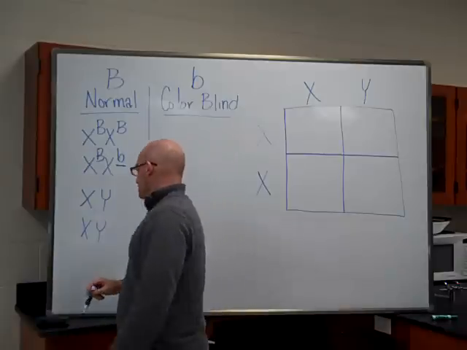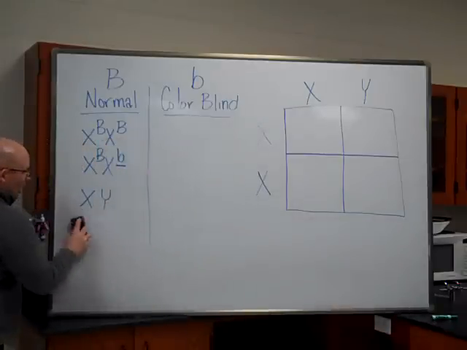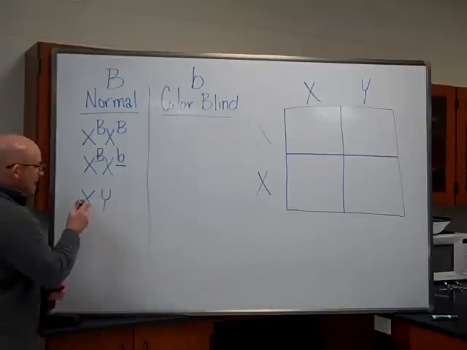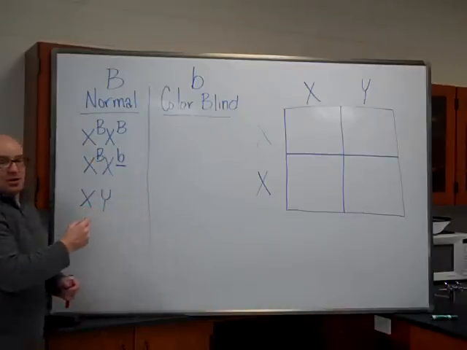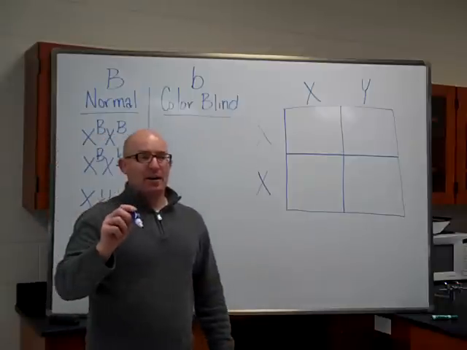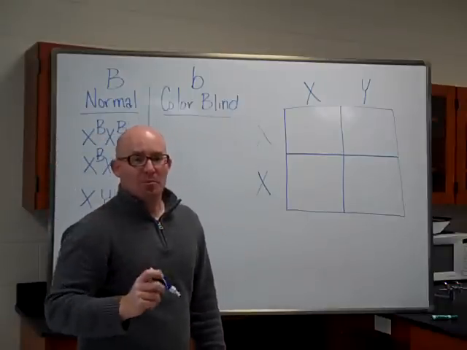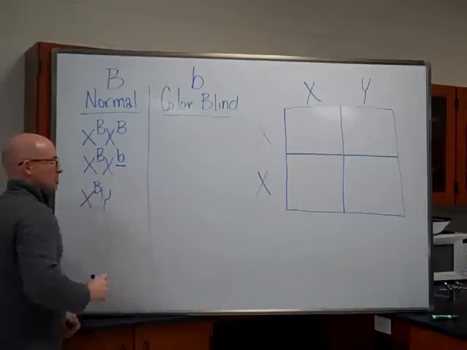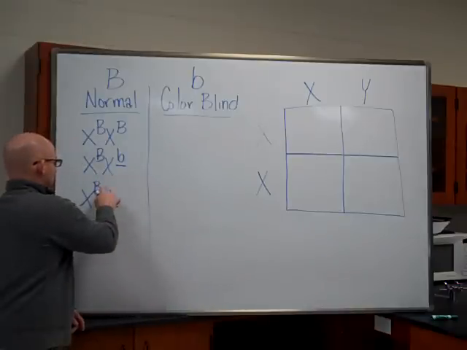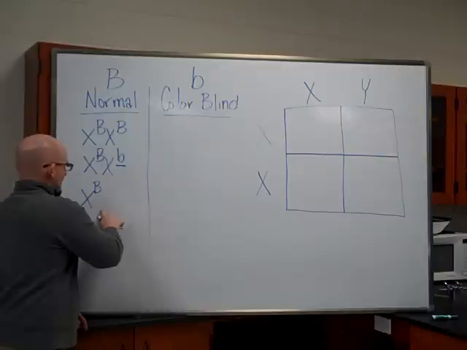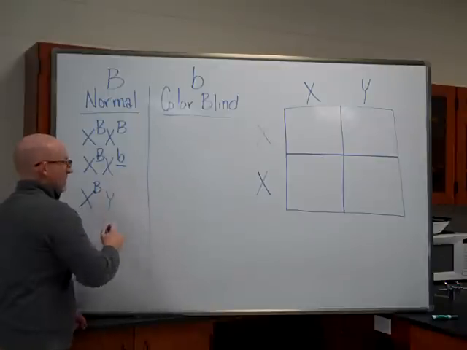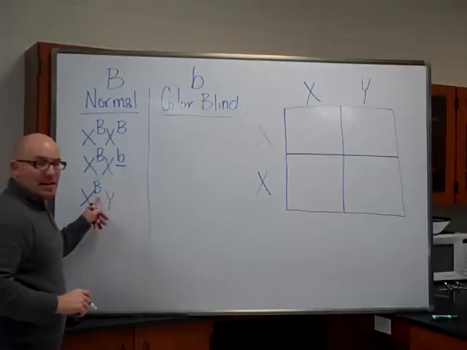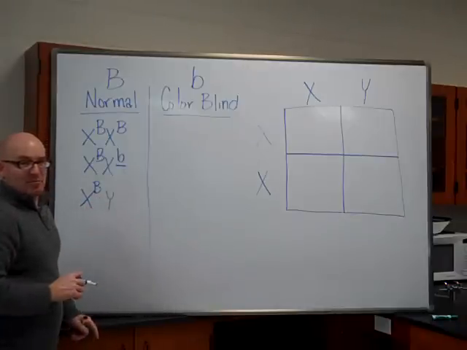Now, there is only one possible way to be a male with normal vision, because males only have one copy of the gene. So a normal male has to be X big B, Y. That one copy of the allele that he gets makes him or breaks him.